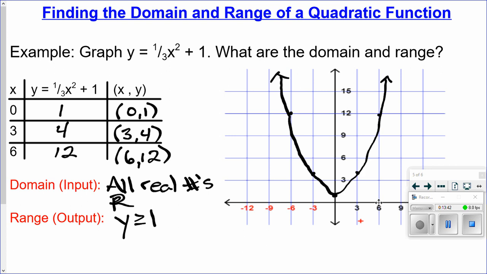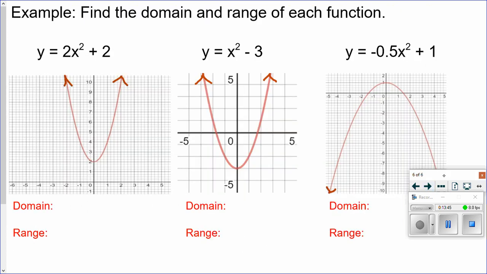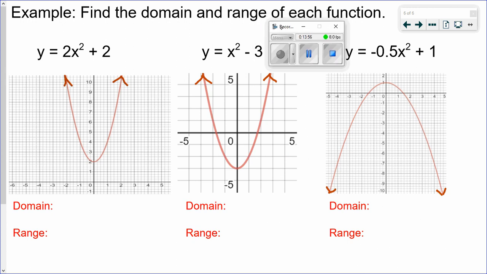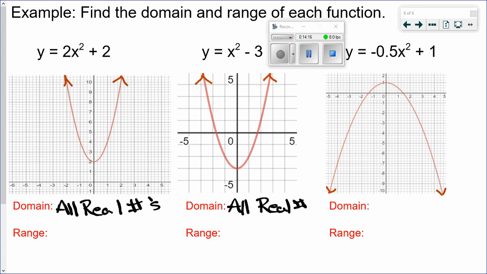All right, so I'm going to show you a couple more examples of that. I've got some graphs here, and we're just going to go through and write down what the domain and range is, and we're going to do that just by looking at the graph. Okay, so the domain, again, is all real numbers, and that's true for all of these. There's no limit on what I can plug in. So the domain piece is pretty easy. All real numbers.